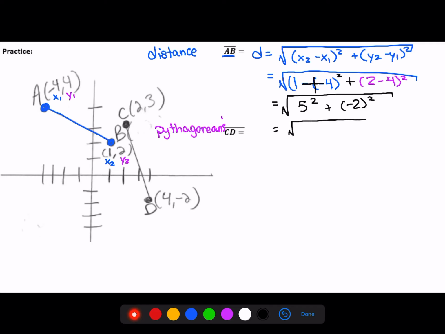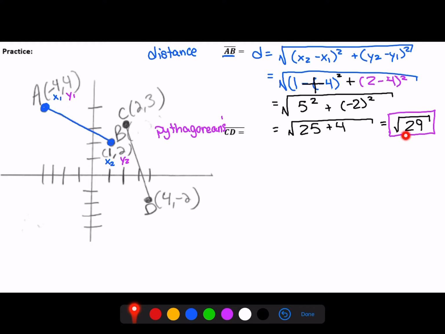5 squared will give us 25. Negative 2 squared will give us 4. So we're left with 25 plus 4, the square root of 25 plus 4, which is the square root of 29. Now, since 29 is a prime number, I cannot simplify that square root, and we're done with finding AB. This is a perfectly acceptable answer for the length of AB.